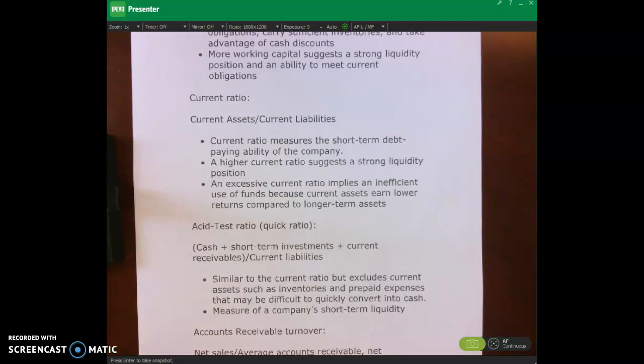Examples of current assets: cash, accounts receivable, supplies, prepaid assets, merchandise inventory. Current liabilities are those liabilities that we expect to pay within 1 year or the operating cycle, whichever is longer. Examples of current liabilities: accounts payable, utilities payable, interest payable. Those are examples of current liabilities. Also wages payable, another example.